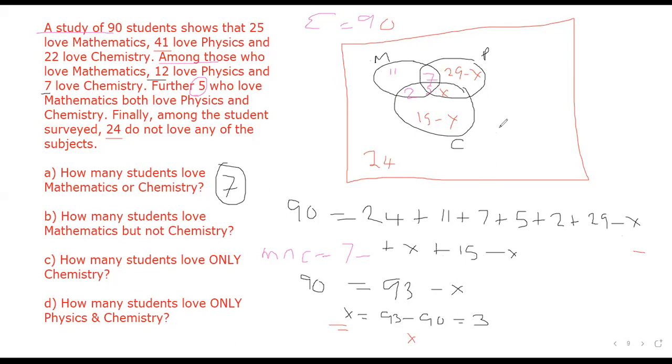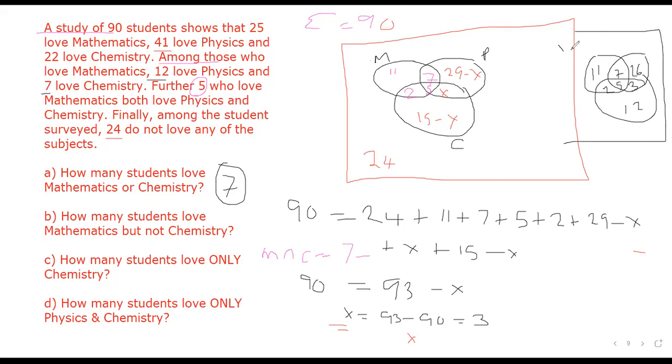Now we can redraw this diagram as follows. You're going to have what? 11, 2, 7, 3, 12, 20 what? 26. So this is very good for marks.